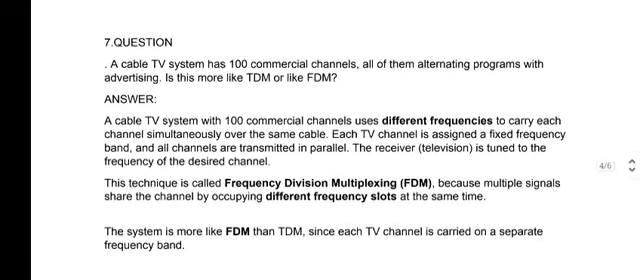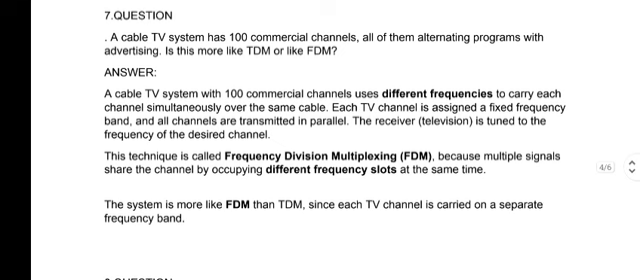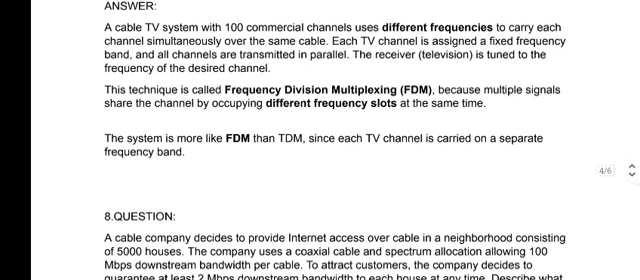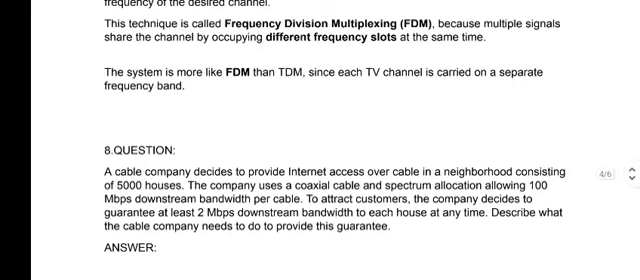Seventh question. A cable TV system has 100 commercial channels, all of them alternating programs with advertising. Is this more like TDM or like FDM? Answer: a cable TV system with 100 commercial channels uses different frequencies to carry each channel simultaneously over the same cable. This technique is called frequency division multiplexing, FDM, because multiple signals share the channel by occupying different frequency slots at the same time. The system is more like FDM than TDM since each TV channel is carried on a separate frequency band.